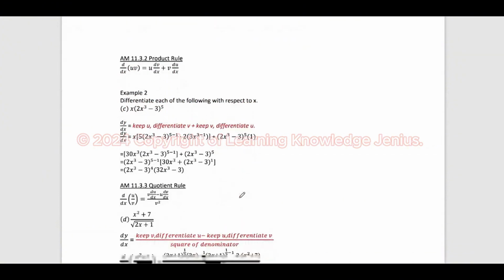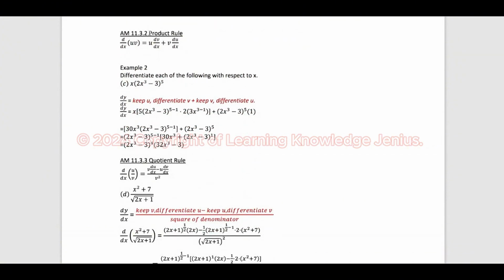Okay, next I'm going to show you the product rule. As the name implies, product rule means the multiplication of two functions. So what you do is keep u and differentiate v, plus you keep v and differentiate u. So it will be keep, differentiate, plus keep, differentiate. Okay, let me show you using the example here.